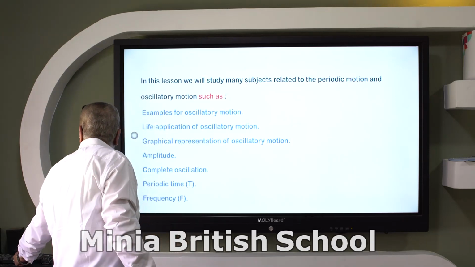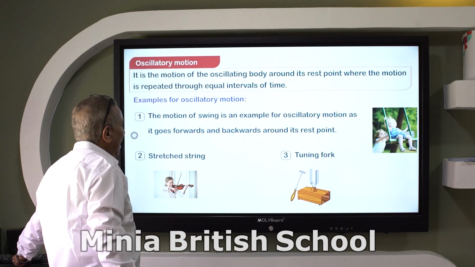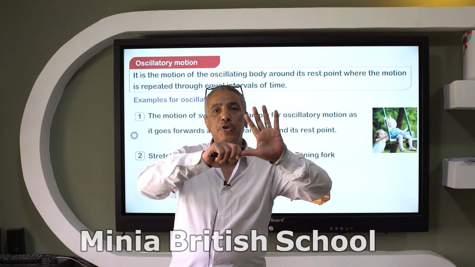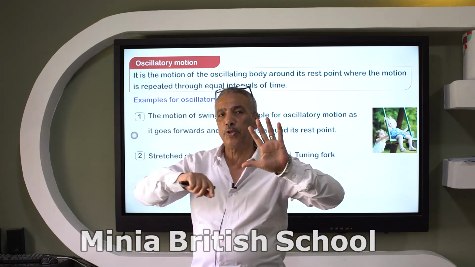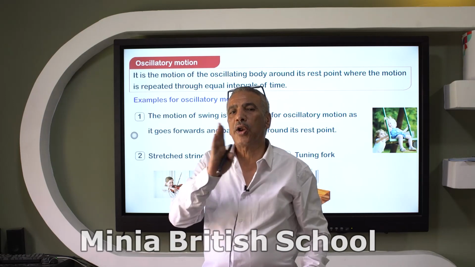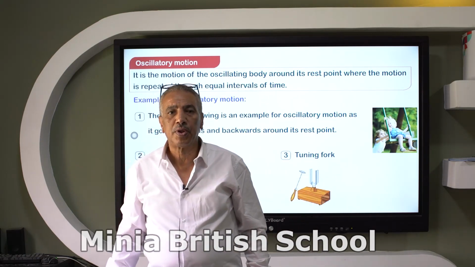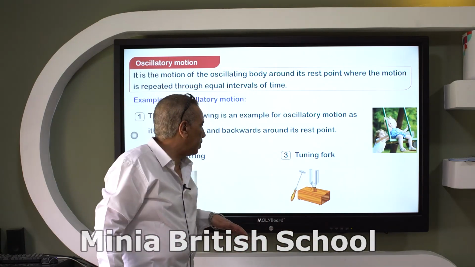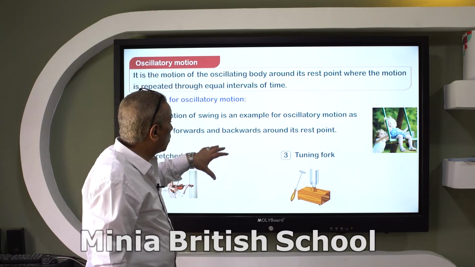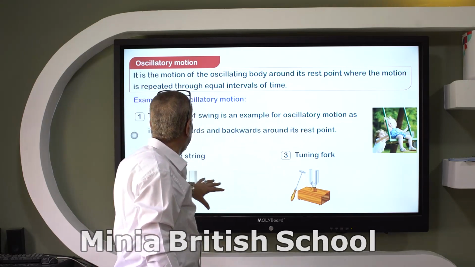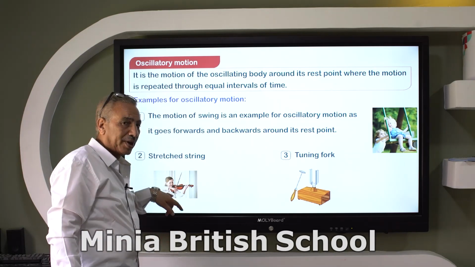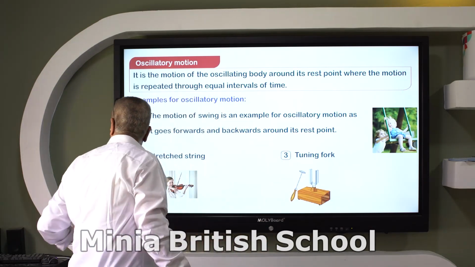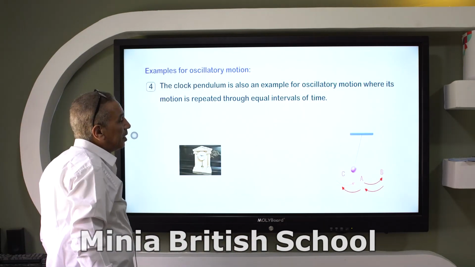The oscillatory motion is the motion of the oscillating body at the two sides of its rest position. So, number one, there is a repeating, so it belongs to the periodic motion. Number two, around its rest position, meaning at the right and left or up and down of its rest position. Examples of oscillatory motion are the stretching string, the case of the violin, the tuning fork, and the seesaw. This is a kind of oscillatory motion.